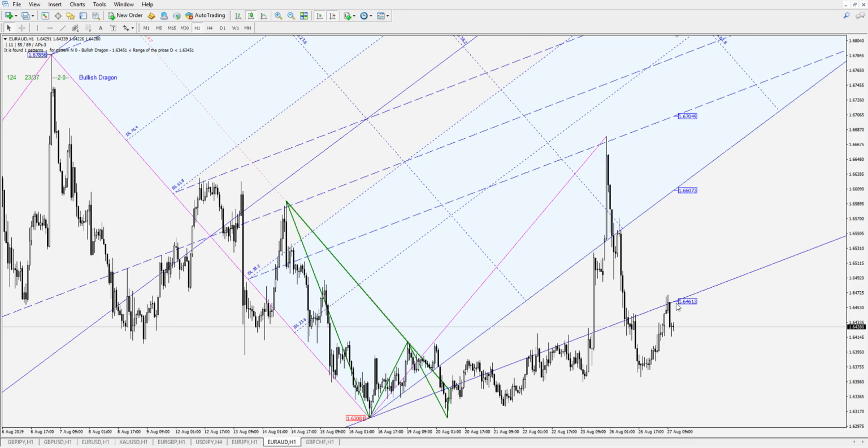Euro Aussie, got 164.61, so only attempt a long above that. 160.38 is to hold, and we've got a bullish sequence, and an ascending pitchfork, and an ascending channel.